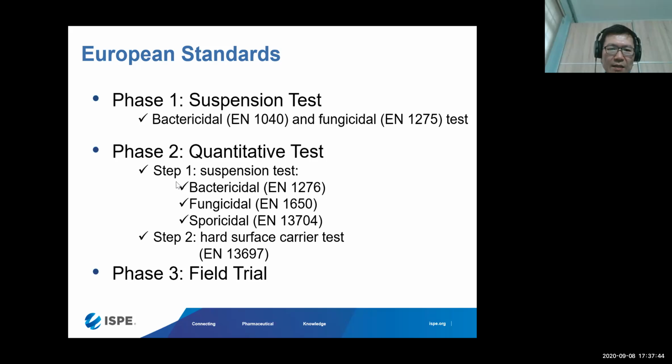And then after that, you have phase 2 step 2, which is the hard surface carrier test. Commonly used is the EN standard 13697. This is the hard surface test, the so-called coupon studies. After you pass your coupon studies, you move on to phase 3, which is the field trial. This is basically the in-situ studies. It's a slight difference, but the main components are similar.